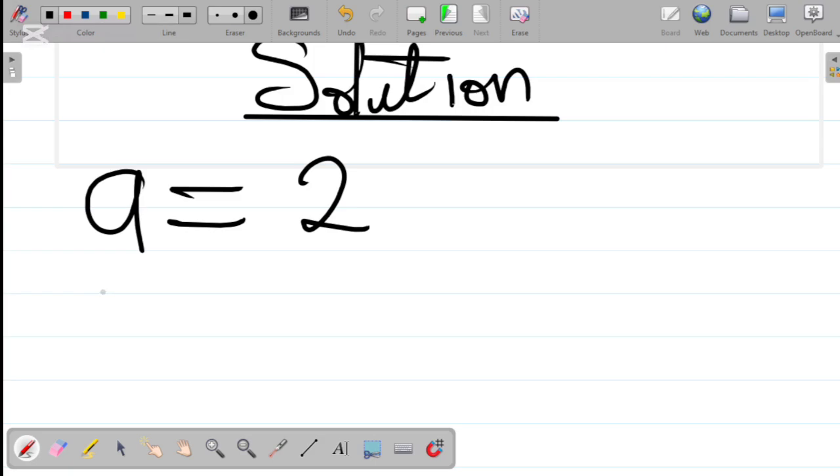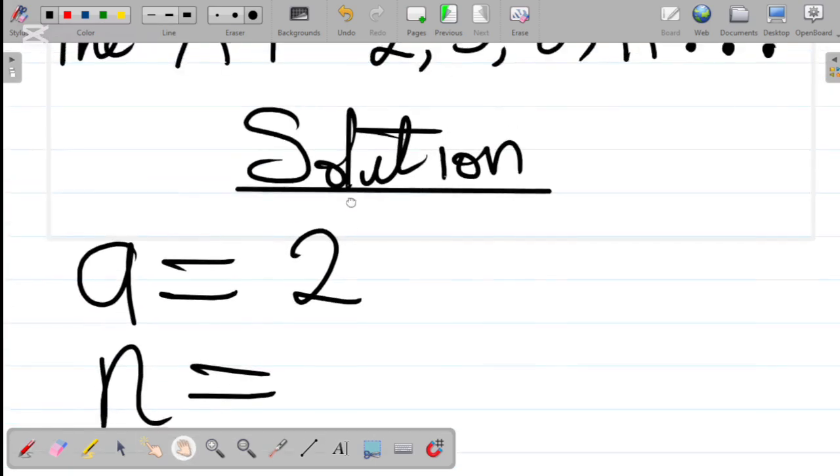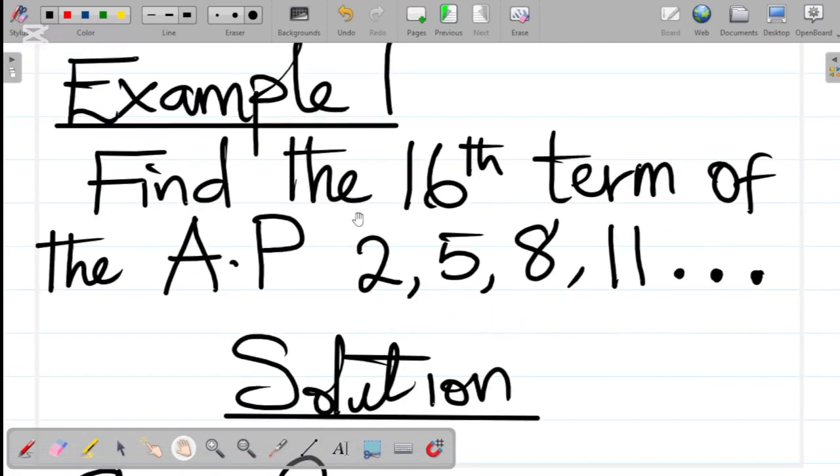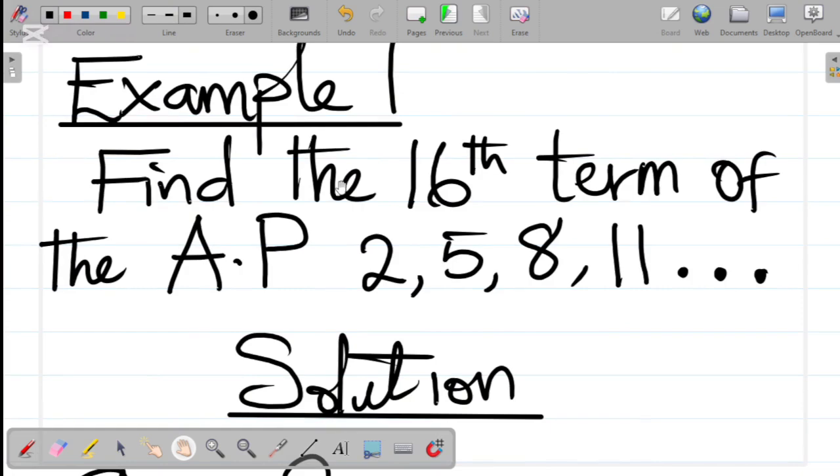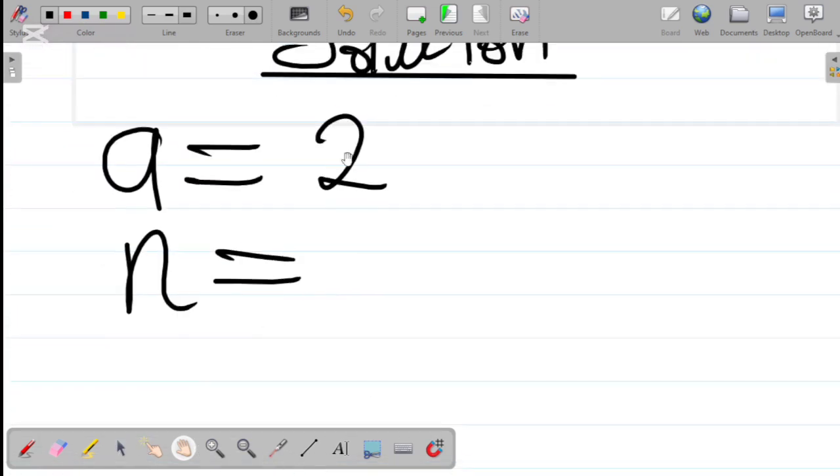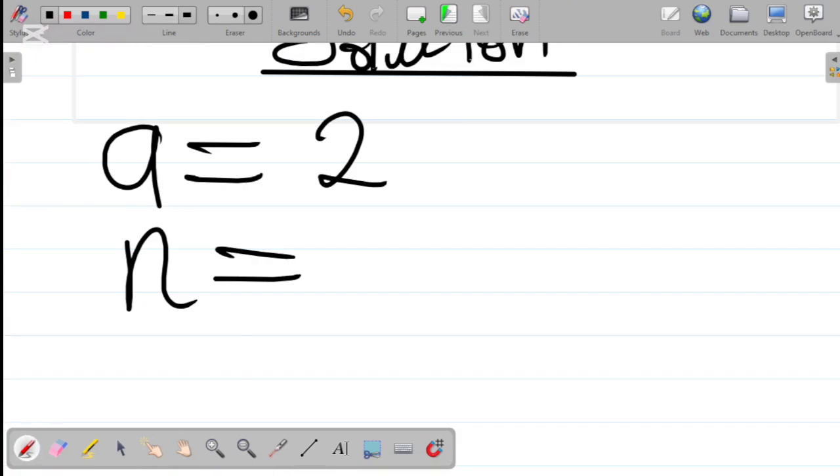All right, so what is n? N is equal to what? Remember that n is the number of term under consideration, or the position of term under consideration. In this question, we are asked to find the 16th term. So n becomes 16.